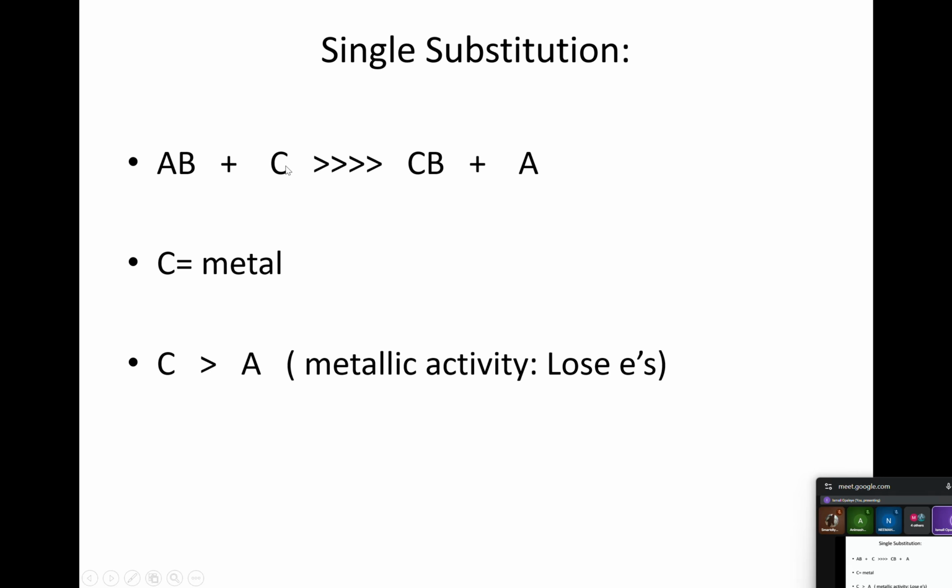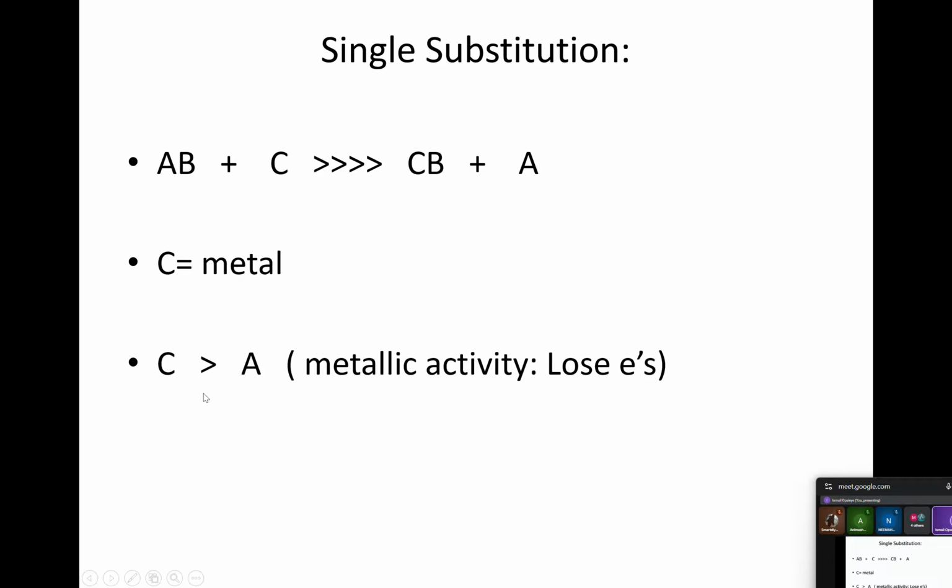And then single substitution, where you have one single substituent, this C, now replacing this A here, resulting in the formation of CB, and then the A goes there to stand alone, whereby this C is a metal or a more electropositive component. Because anything that can displace this A from here means that C must be more electropositive than A. So usually metals that are more electropositive are able to displace those that are less electropositive.